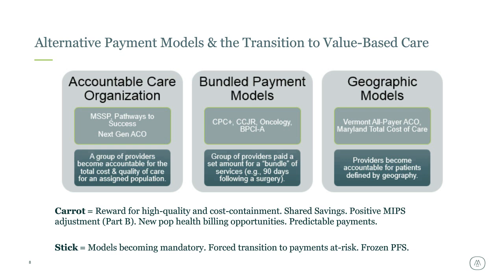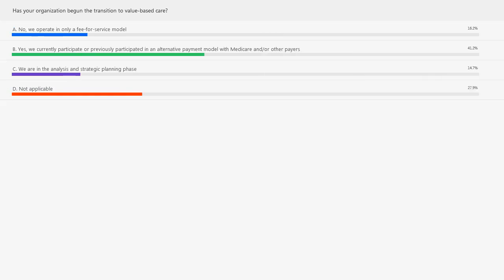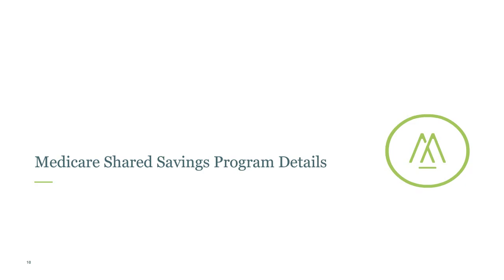And let's go ahead and take a look at the results. Georgia, back to you. Okay, excellent. Thank you. So it looks like the majority are currently participating or previously participating in some alternative payment model, and that doesn't surprise me at all. These are really widespread models.